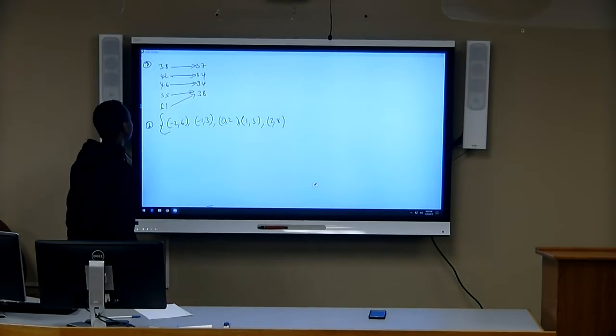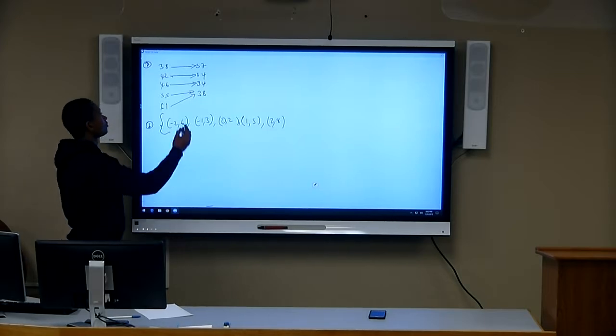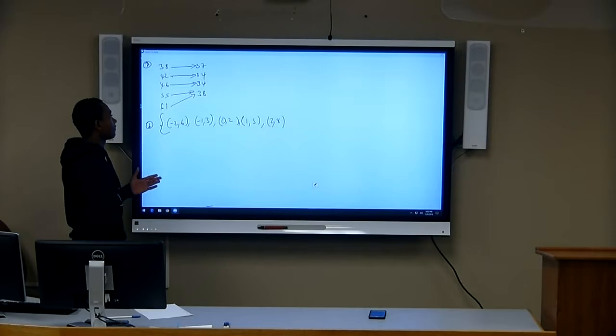Okay. The next question is to determine whether the function is a one-to-one function. So for a function to be one-to-one, I'll call this side the input side and this one the output. It means you put this one in here to get the other side. Every input should correspond to exactly one output, and every output should correspond to exactly one input, for it to be a one-to-one function.